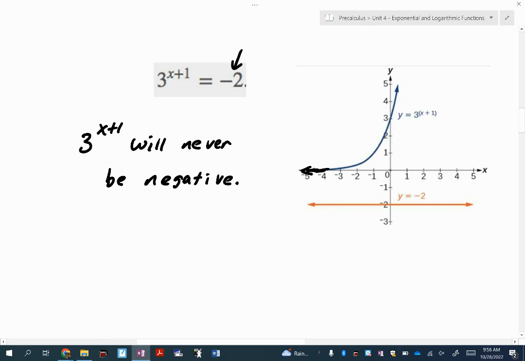All right, so this graph over here is showing you the exponential growth curve of 3 raised to the power of x plus 1. You'll notice this horizontal orange line is at -2, and since the horizontal asymptote is the x-axis, it's never going to intersect with that horizontal orange line. So that's why there's no solution, because there's no way to make this exponential function become a negative number.